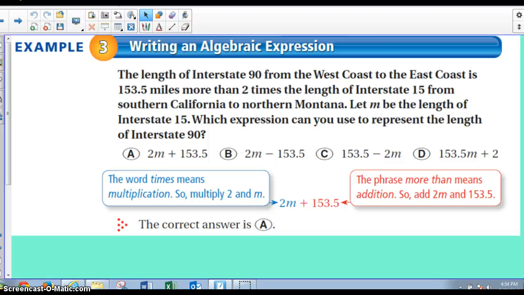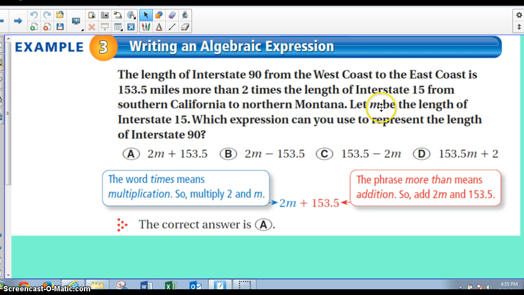Okay, so here in A it says 2 times M plus 153.5, 2 times M minus 153.5, 153.5 minus 2 times M, or 153.5 plus 2 times M. So the length of the interstate is 153.5 miles more than 2 times the length.